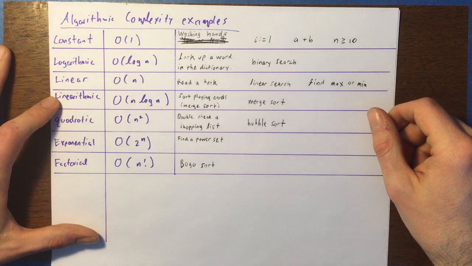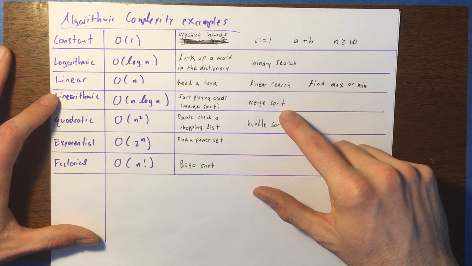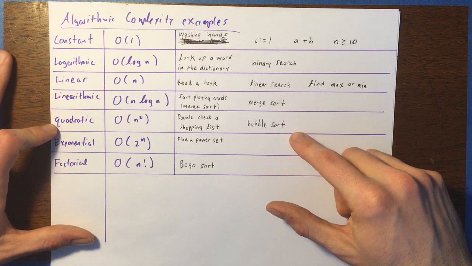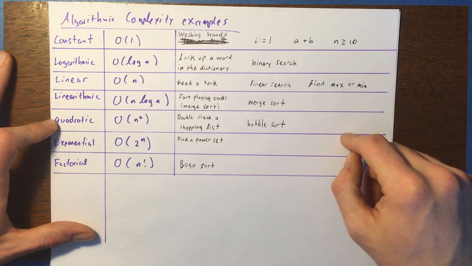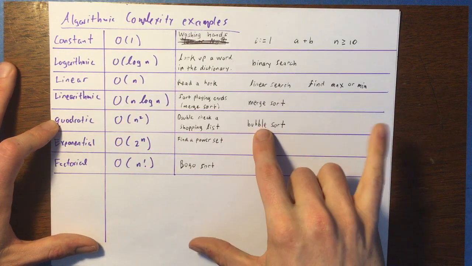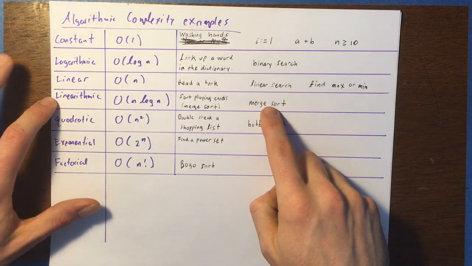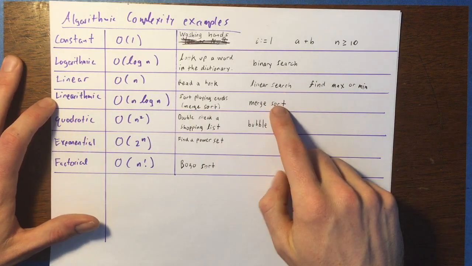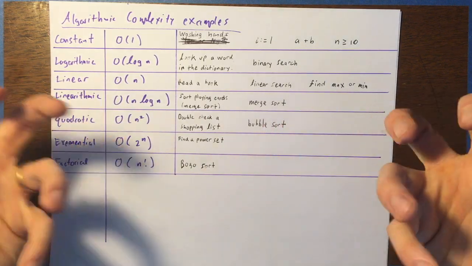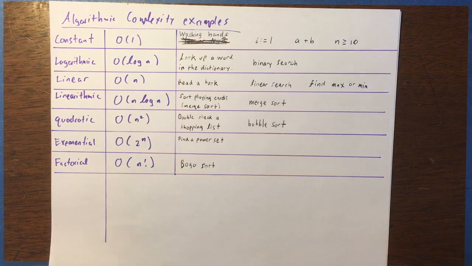For linearithmic, an example would be the merge sort algorithm. Merge sort, I do not believe is in the textbook, but this is a sorting algorithm which is a little bit better than bubble sort. Bubble sort and insertion sort are both big O of n squared. Most sorting algorithms are either quadratic or linearithmic, and the best ones known are linearithmic. So merge sort is a pretty good one. Sorting a deck of playing cards is kind of like that. It's possible to sort a deck of playing cards with the same approach as merge sort.